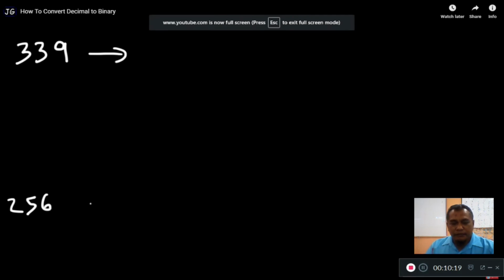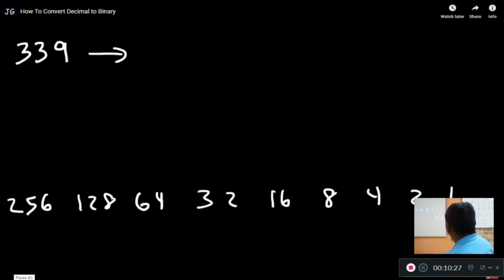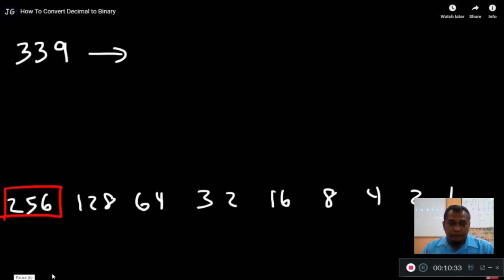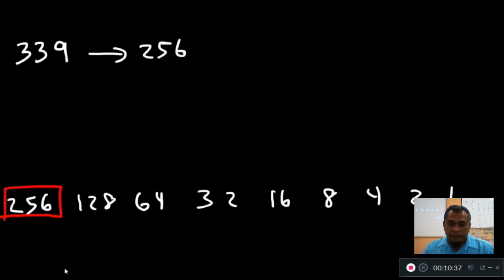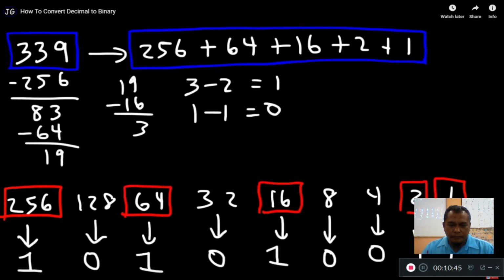So we're going to start with 256, and then 128, and then 64, 32, 16, 8, 4, 2, and 1. So 256 is the highest number in this list that's just under 339. And so let's subtract 339 by 256.